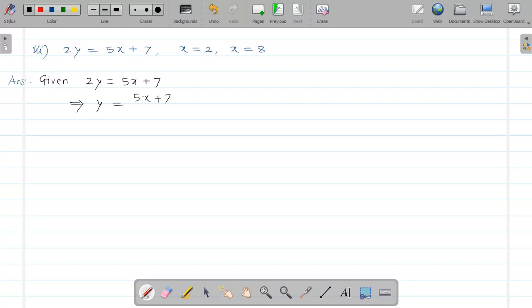So always remember, first of all you have to express the given function in the form of y is equal to f of x. If it is not given to you in that form, then you express it in terms of y is equal to f of x. Here it is given 2y is equal to 5x plus 7, so I have written here y is equal to (5x plus 7) upon 2. It is bounded to x axis from x is equal to 2 to x is equal to 8.